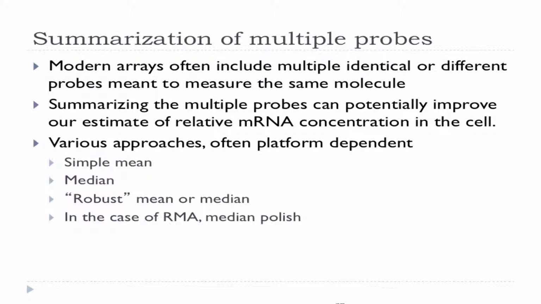The approaches for doing so really are going to vary, and they're going to vary based on the platform. If, for example, all the probes are identical, then taking a simple mean might be fine. The mean, though, is sensitive to outliers, so the mean might not be the right thing. We might want to use something like the median instead. We might want to use a robust mean or median, something that trims off the outliers first.